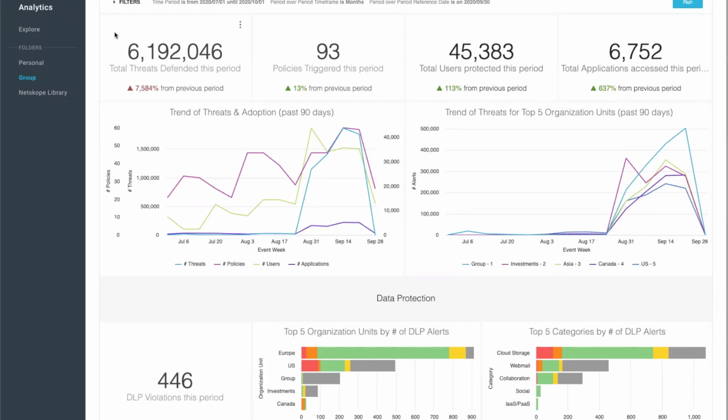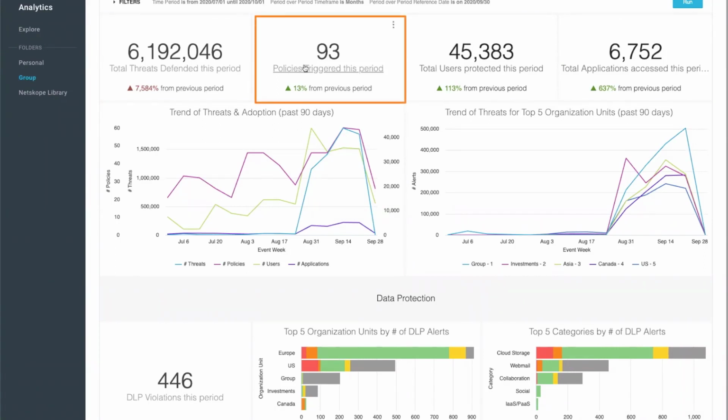So as we start off at the top, we can go through and look at specific tiles that talk about a number assigned to certain types of events and incidents that are being generated. So here we'll have the total threats defended this period. Again, this is a collation of those numbers. And also we can see a trend, so we can compare this to a previous period in time.